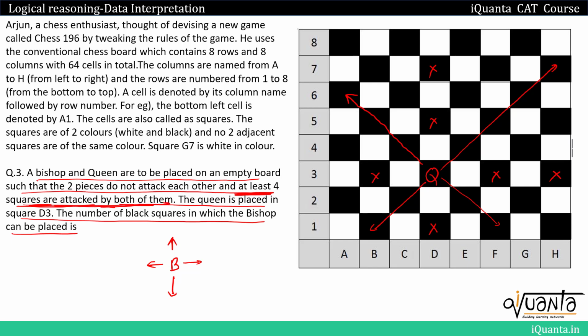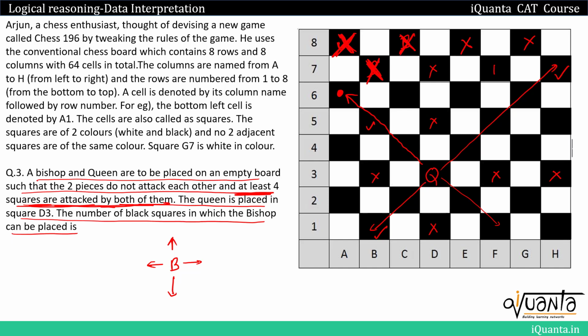Now we have to make sure that at least 4 squares are attacked by both of them. So if I place the bishop over here, then they will have only one cell in common under attack, which will be this particular cell. So we cannot place the bishop over here. Similarly, if we place the bishop over here, then also the number of cells attacked by both of them will not be 4. So we'll remove this also. Similarly, the bishop cannot be placed over here, not over here. If we place the bishop over here, then in total they'll be able to attack only 1, 2, 3 cells. So even this will not be the position for the bishop.